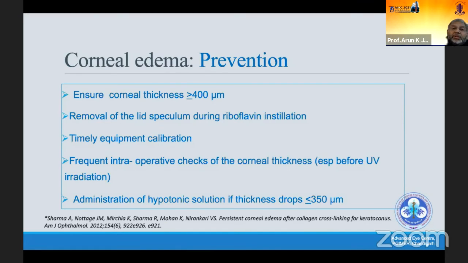various preventive measures we can take are to ensure the corneal thickness, remove the lid speculum during riboflavin instillation, and time and again we should check the equipment calibration so that proper energy is being delivered and it is not delivering high energy, and do frequent intraoperative checks of corneal thickness during the procedure, and administration of hypertonic solution if the thickness drops to less than 350 micron.